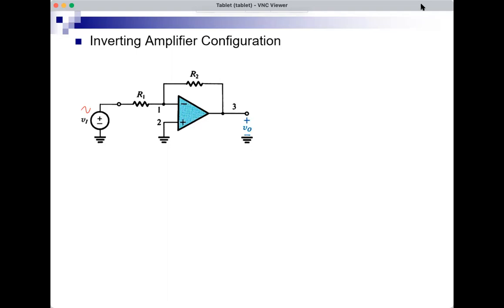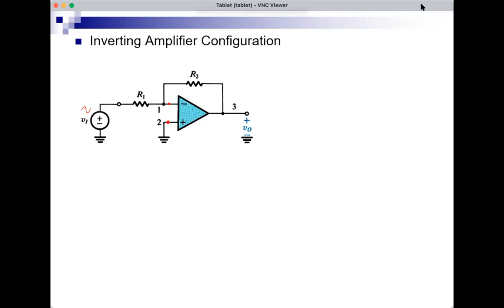I have therefore infinite gain, infinite A. And this means that the voltage at nodes 1 and 2 will be equal. So since 2 is connected to ground, and since there is no potential difference between 1 and 2, the voltage at 1 will also be 0. Because V1 minus V2 is 0, and V2 is 0.